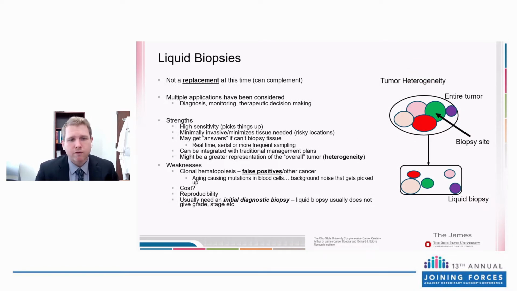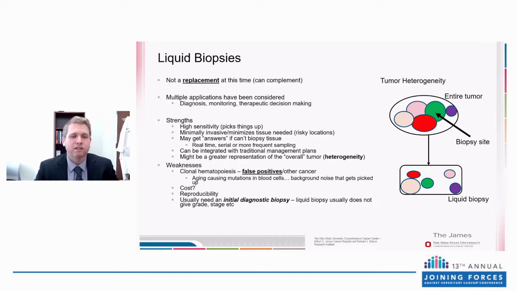So the first part of the conversation when I discuss this with patients that are looking at this for early detection or cancer prevention, things like that, is that liquid biopsies are not a replacement at this time. Liquid biopsies should be looked at as more of a complement to the way that we're already managing our patients. There's multiple applications for liquid biopsies for patient care. This includes potential for early diagnosis or diagnosis of a cancer period, monitoring their disease for a known cancer patient, and then also helping to influence potential therapeutic decision-making.